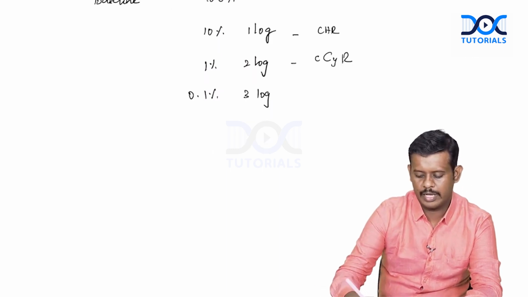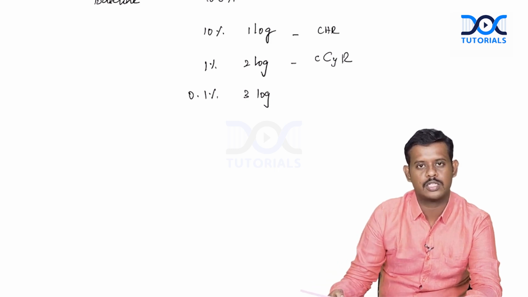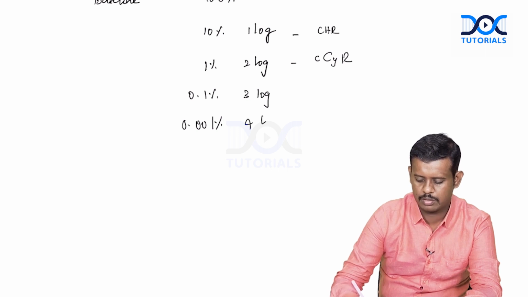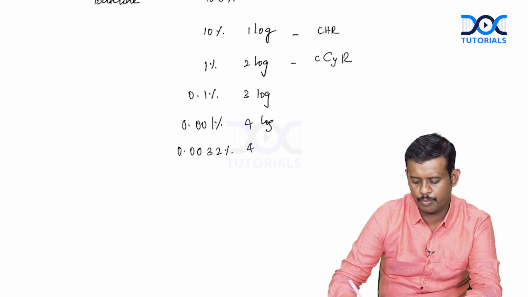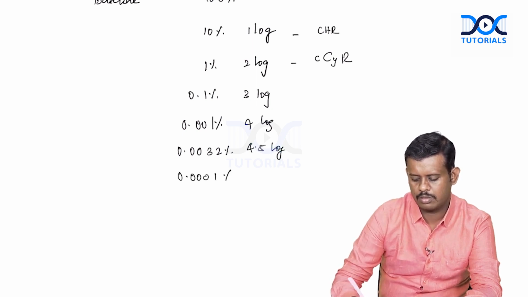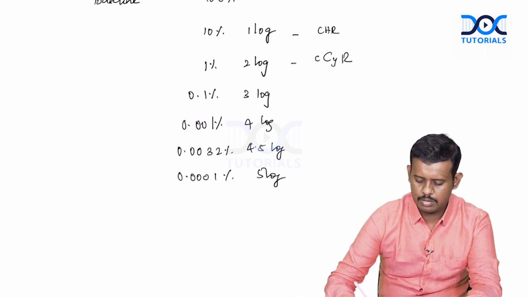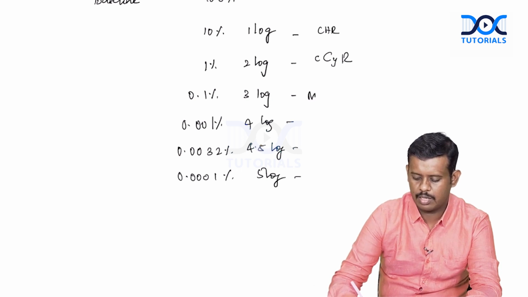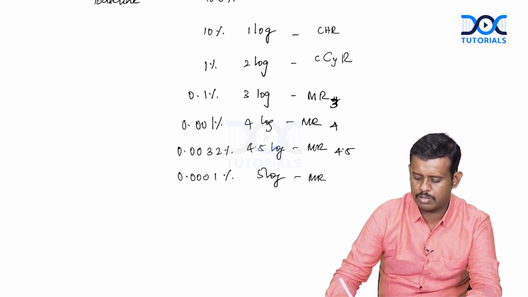So on, how do you name all the subsequent reductions in the log? 0.001% is 4 log reduction. It can be 0.0032%. It is 4.5 logs. 0.0001% is 5 log reduction. This 3 log reduction, 4 log is named after the numbers. MR, molecular response 3, molecular response 4, molecular response 4.5 and molecular response 5.